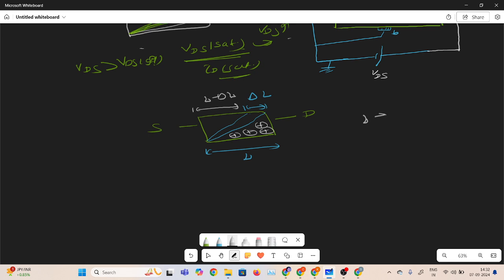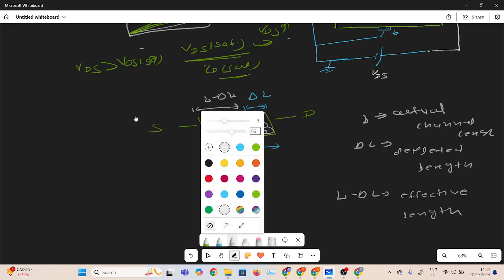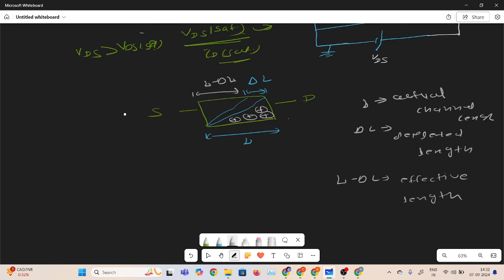The value of L is the actual channel length, and delta L is the depleted channel length. You can also call it the depleted length. L minus delta L is the effective channel length. I hope you understand. Now let us see what the effect is.